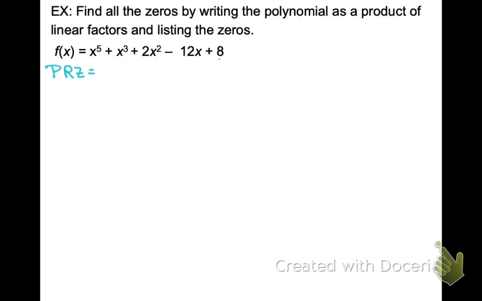So the factors of 8 are 1, 2, 4, and 8, over the factors of 1. So do we need to write them over the factors of 1? Yes, Elena. I know you probably know where this one's gone. What's a PRZ? Possible rational zeros. It's the factors of the constant over the factors of the leading coefficient. So things to choose from, to try.